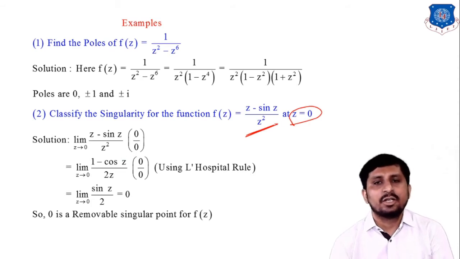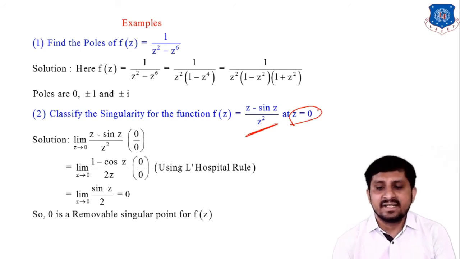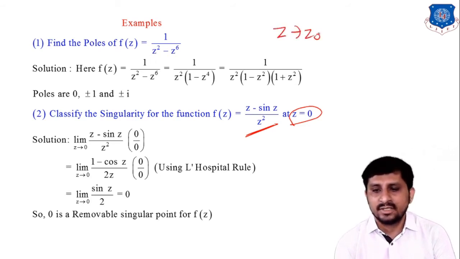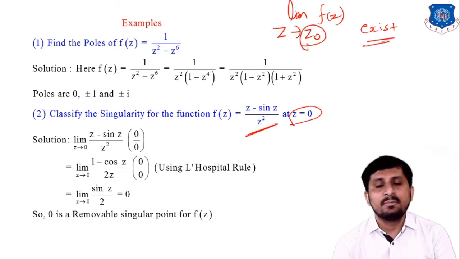Now as you all know, if you want to find the removable singularity, then if the limit exists at the singular point, that means limit of f of z as z tends to z0 exists, we can say that z0 is a removable singular point. And the same situation happens here. Here I find the limit of f of z as z tends to 0, where f of z is z minus sin z upon z square. To find this limit, we have to use L'Hospital rule.